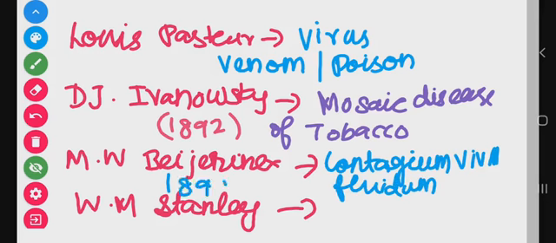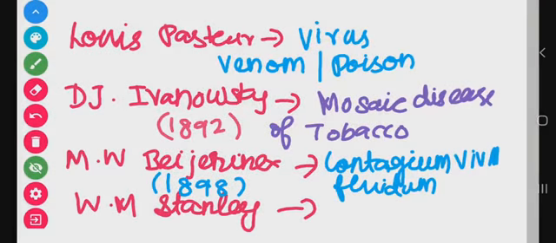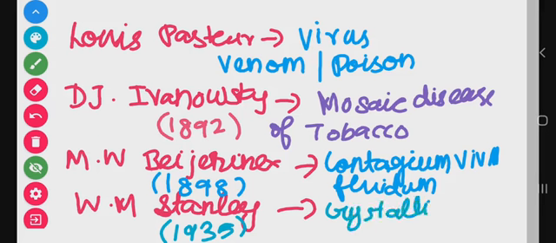Next, coming to Stanley. W.M. Stanley, in the year 1935, crystallized the protein. He told that viruses could be crystallized. Viruses could be crystallized. This is W.M. Stanley.